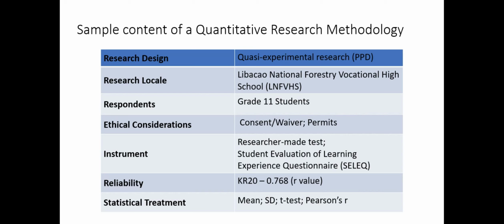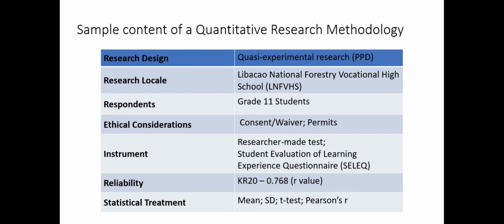Next, respondents. I utilized grade 11 students in my study, so I will put here grade 11 students and then specify the criteria and the parameters, what specific grade 11 students they are. That's it for my respondents. Now, ethical consideration would include your narrative of how you're going to conduct your research, like the consent, waiver, permits. Now, the instruments that you will be utilizing in the process, you need to discuss them.